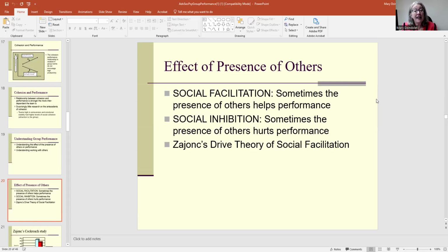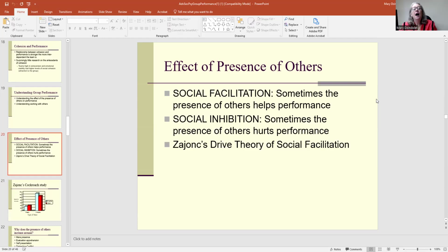I know it looks like Zadjunk. I remember sitting in one of my graduate level classes, and the professor had Zadjunk on the board and kept talking about this guy named Zions and this great theory he had, and Zions's theory, Zions. And I was like, why does it say Zadjunk? And who's this Zions he keeps talking about? Till finally I realized you pronounce Zajonc as Zions. So Zions's drive theory of social facilitation. Oops. So this is Zions's theory.